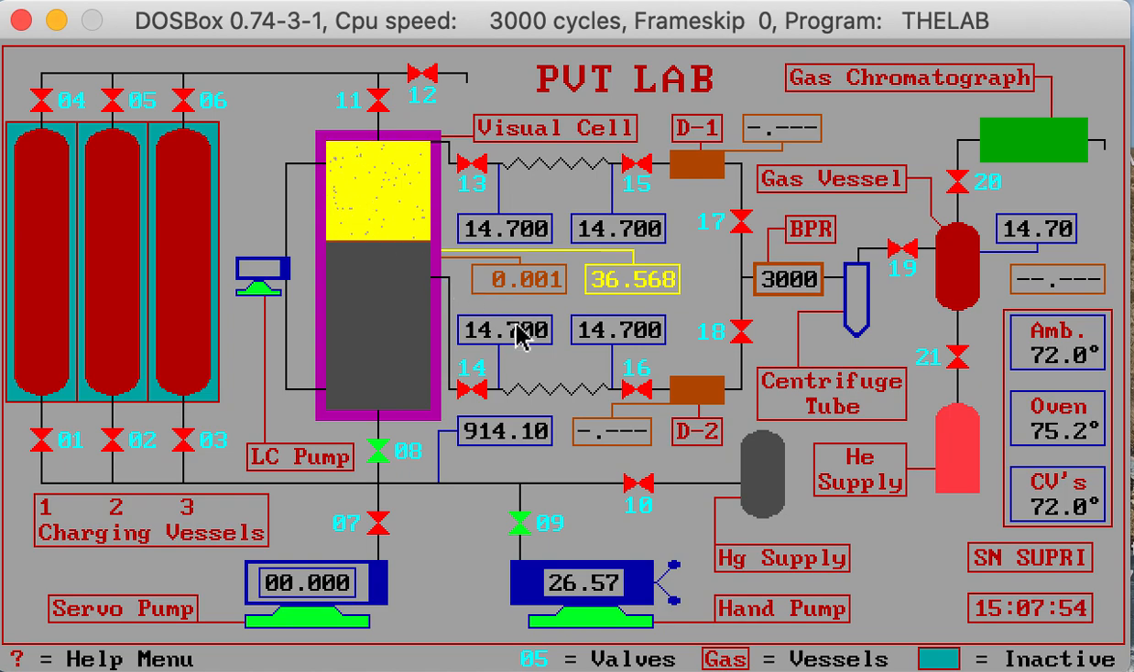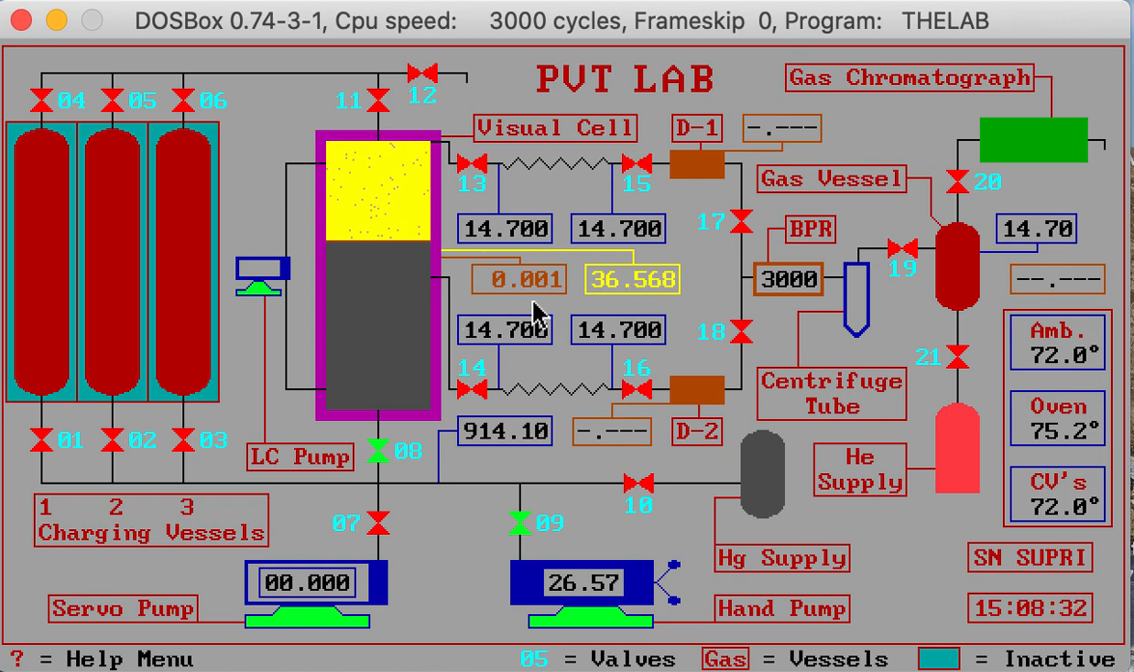At this point, the volume of the gas is 36.568. Volume of the liquid is 0.001, and I have 26.57. So you can just add the amount of mercury we removed to see how much we have removed more. But the total amount of gas and liquid now is 36.569. That's a summation of the amount of gas and liquid. So I got my dew point.